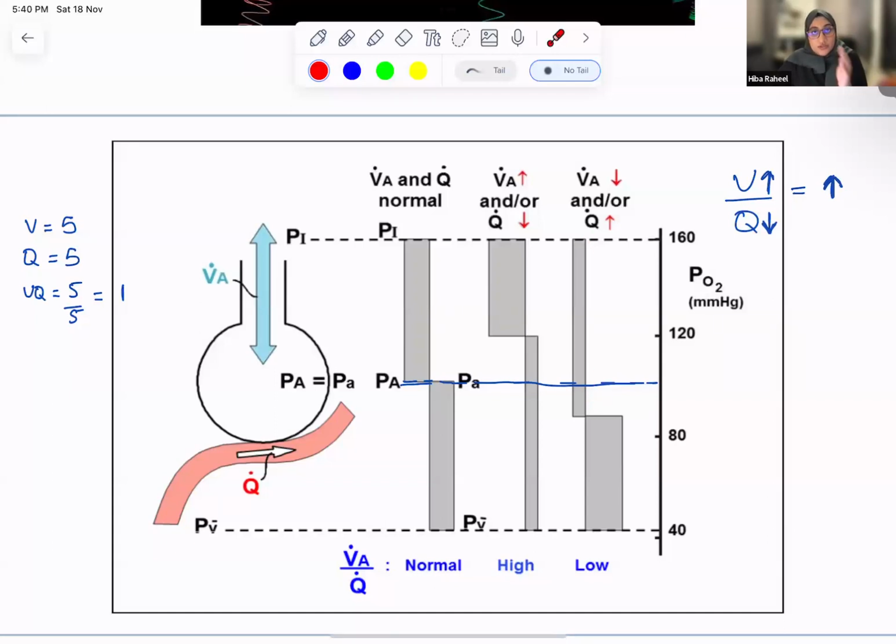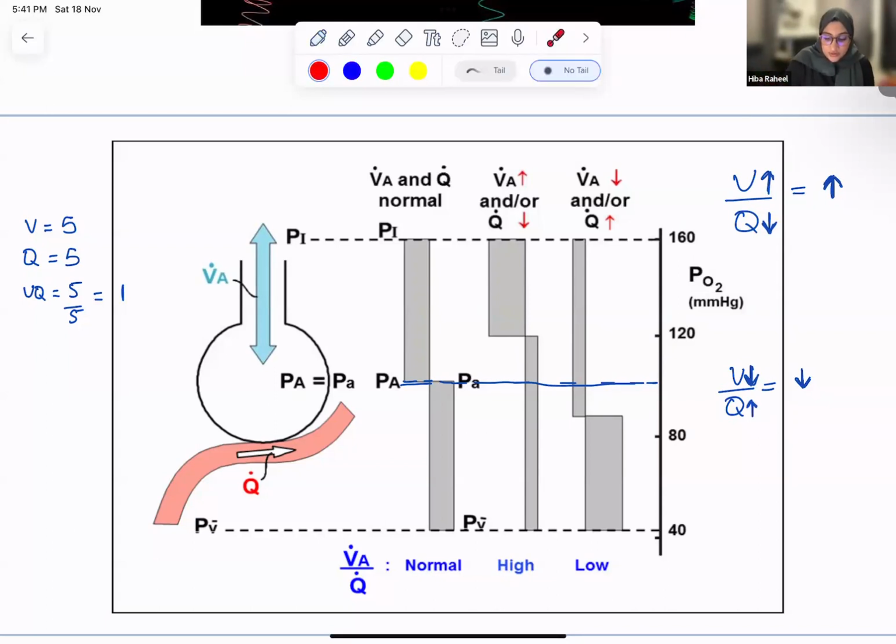Let's go to the opposite end, lower ratio. Now what happens over here? When there's a lower VQ ratio, it can be because of a decrease in V or an increase in Q. So one more time, V over Q, let's say it's dropping. Why is it dropping? Either the ventilation has dropped, because ventilation and VQ ratio are directly proportional, oxygen and VQ ratio directly proportional, or the Q, your perfusion, is high, inversely proportional.